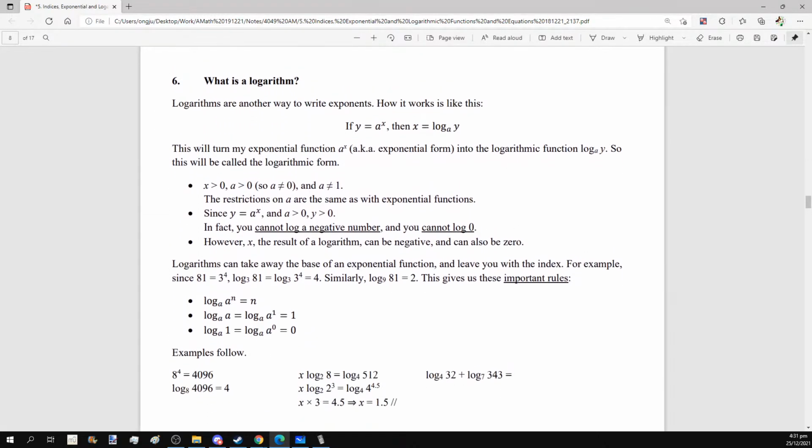Right, so once we're done with all that unusual indices stuff, the next topic, or rather subtopic we will be moving on to, will be a lot more dramatic. So what we will be going on to is logarithms.